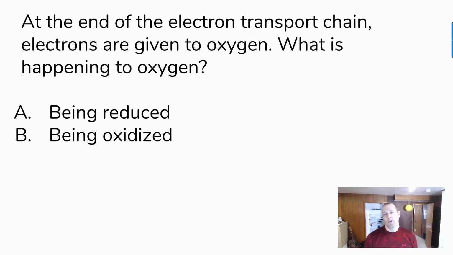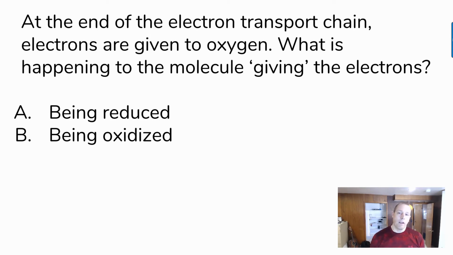At the end of the electron transport chain, electrons are given to oxygen. What is happening to oxygen? So here, the electrons being given to oxygen means the oxygen is gaining the electrons. So think about this one. Okay, so oxygen is gaining the electrons, and so that means that oxygen is being reduced. Remember, reduction involves gain. The electrons are being given to oxygen, and oxygen is gaining the electrons, and so oxygen is being reduced. And incidentally, that leads to the production of water at the end of the electron transport chain.